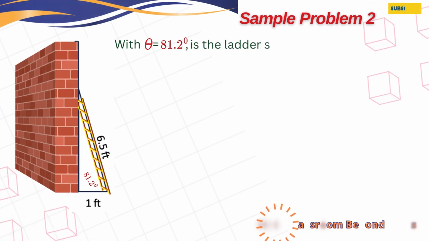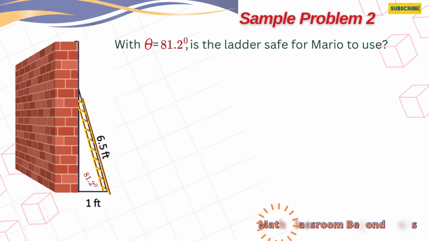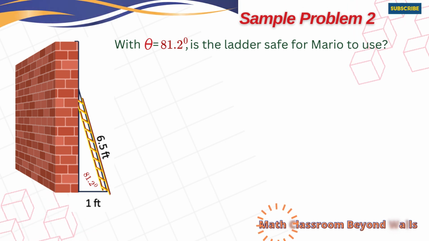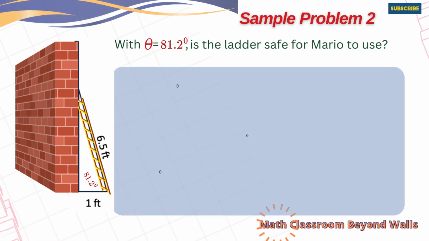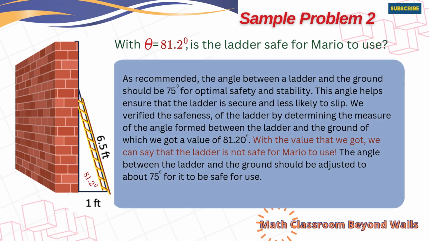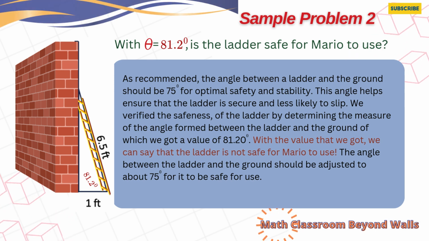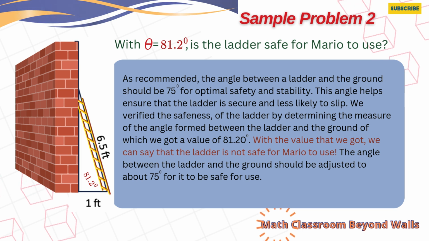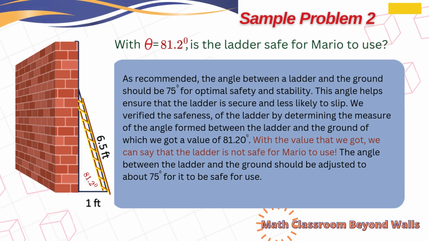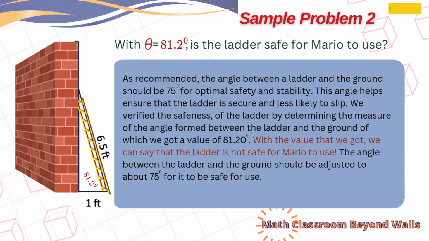Now, is the ladder safe for Mario to use? As recommended, the angle between a ladder and the ground should be 75 degrees for optimal safety and stability. This angle helps ensure that the ladder is secure and less likely to slip.